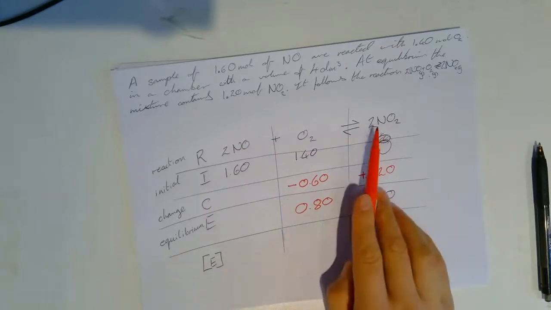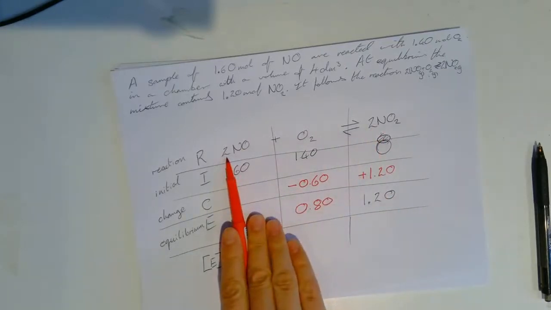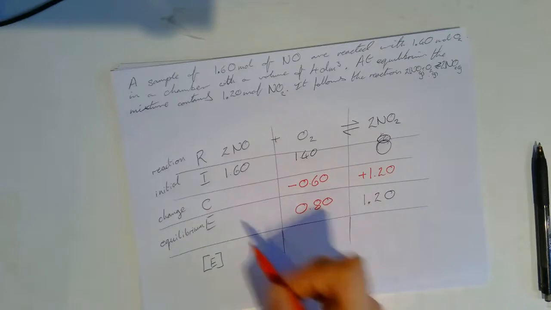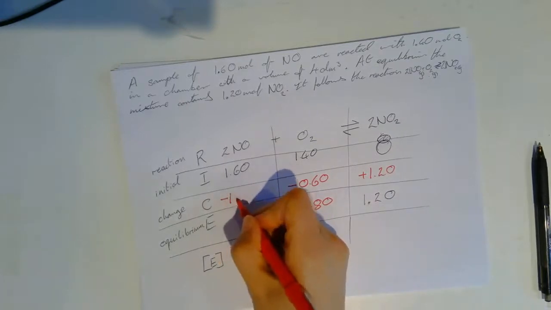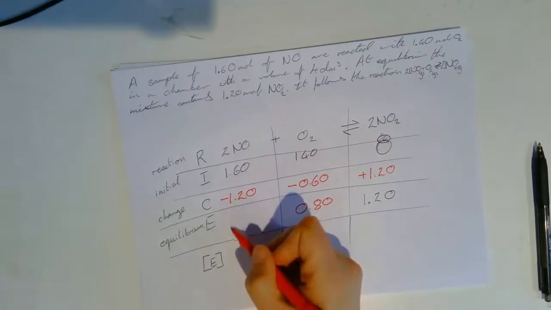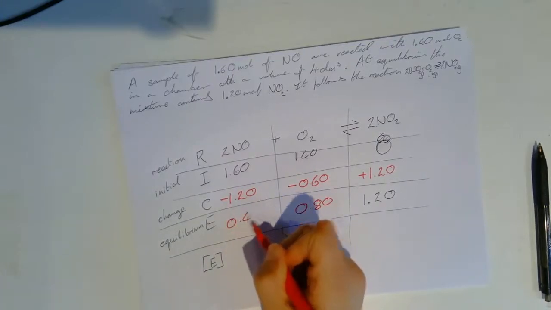And then this is 2 to 2 between the nitrogen dioxide and the nitrogen oxide. So that means that it's effectively 1 to 1. So this is going to have gone down by 1.20. Okay, so 1.60 take away 1.20 gives us 0.40 moles.